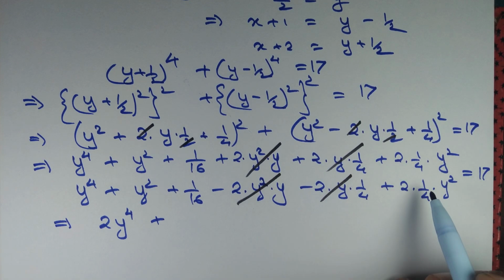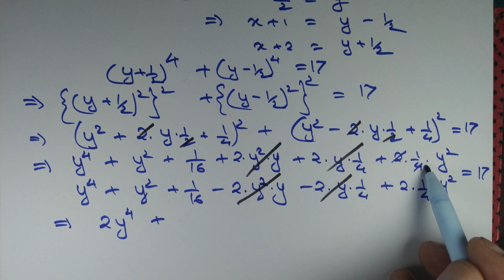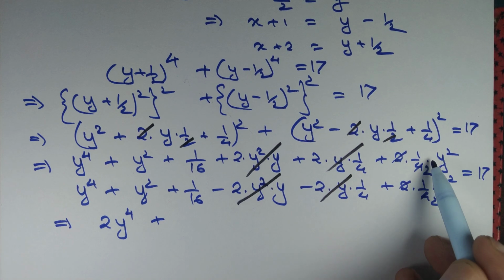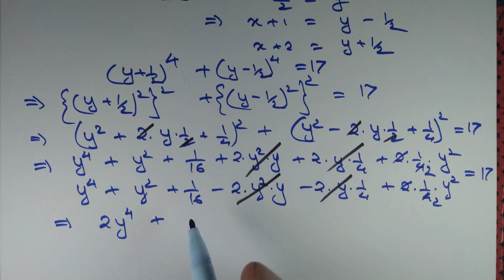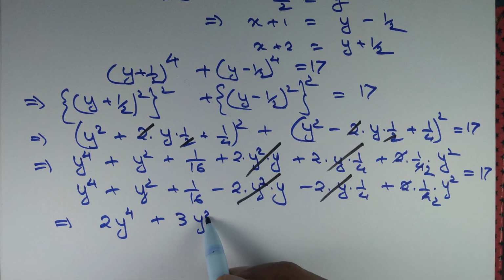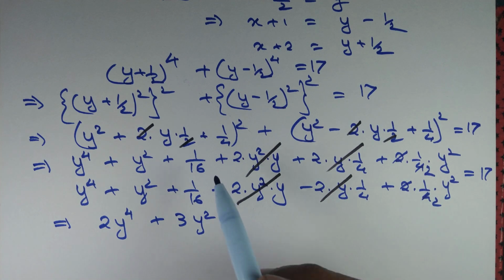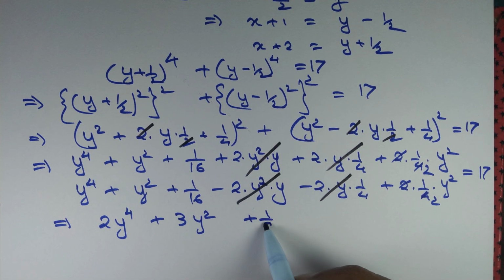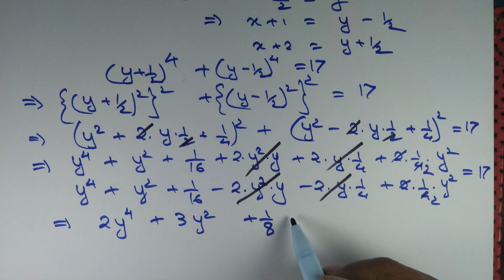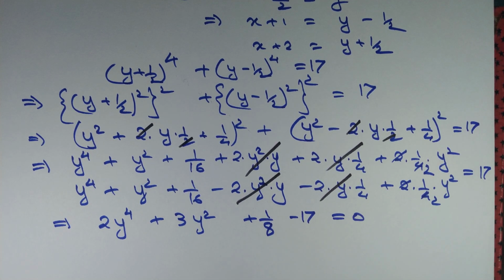And this one is half y square, right? Yes, 2 into 2 is 4. So half y square. Half y square plus half y square is 1 number of y square. So we have 3 number of y square. And then 1 by 16 plus 1 by 16 is 2 by 16. That's 1 by 8. Let's write plus 17 to the left hand side. So minus 17 equal to 0.